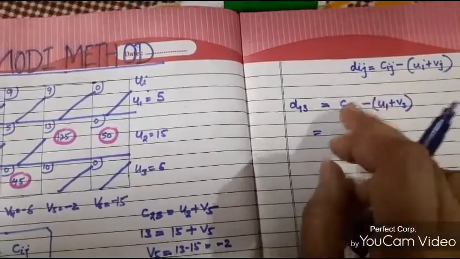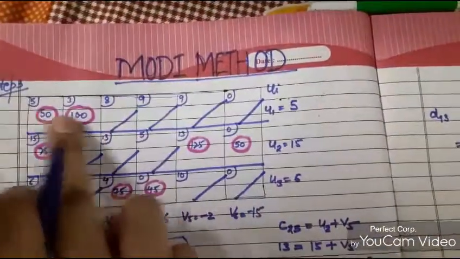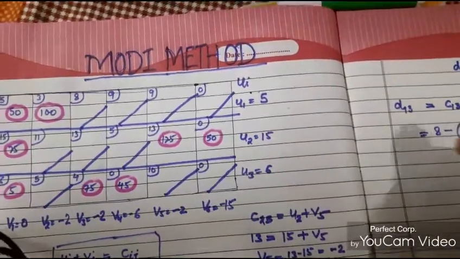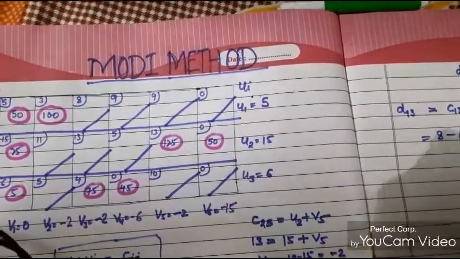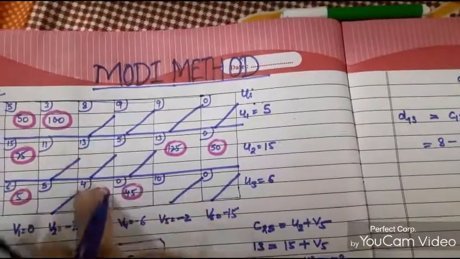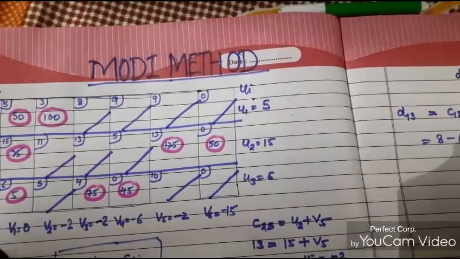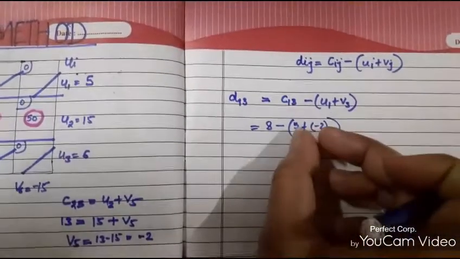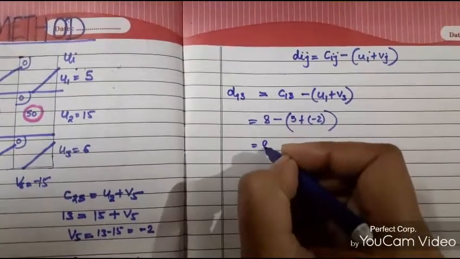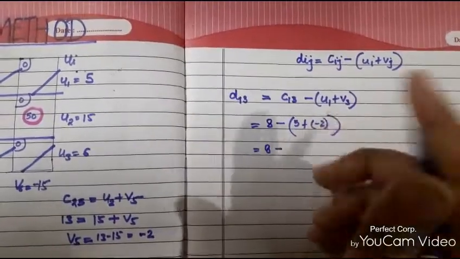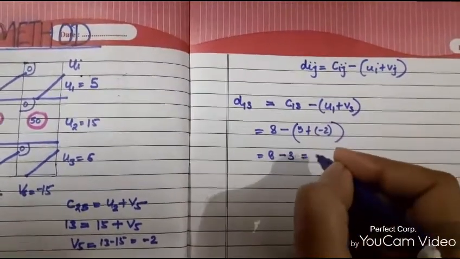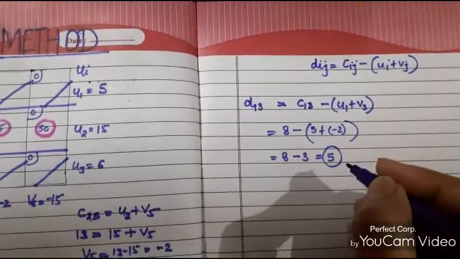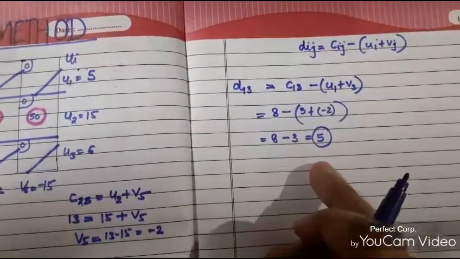The cost of this cell is C13, that is 8. 8 is the cost, minus what is the Ui for this? 5. And what is the Vj? The value for this is V3, minus 2. So 5 plus minus 2. Right, I have written it like this. So first of all we will solve this bracket. So we get the value 8 minus what? 5 minus 2? 3. 8 minus 3 is equal to 5. So we get the value 5. D13 is equal to 5.